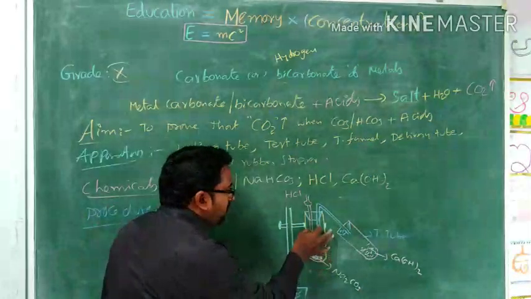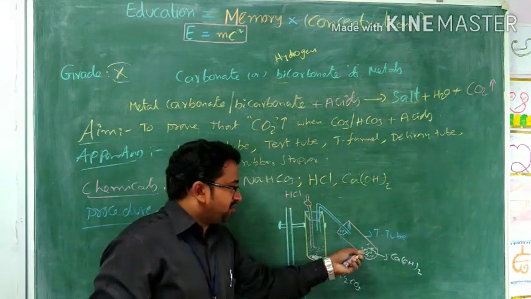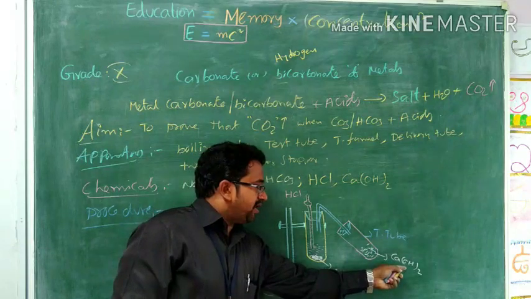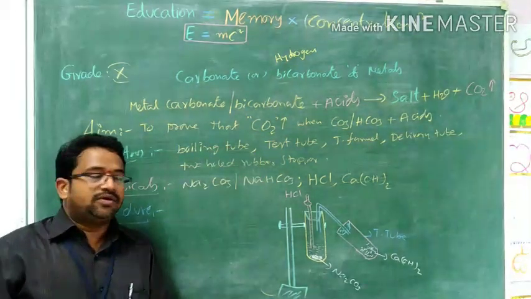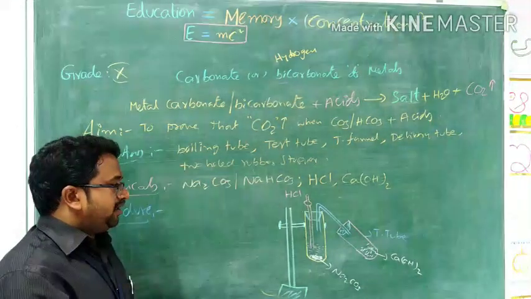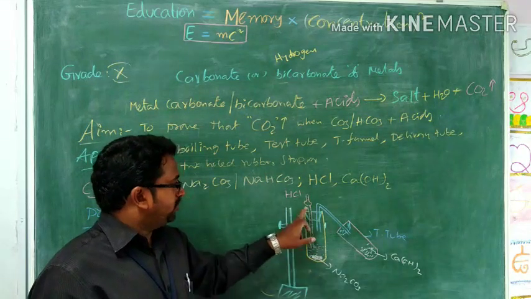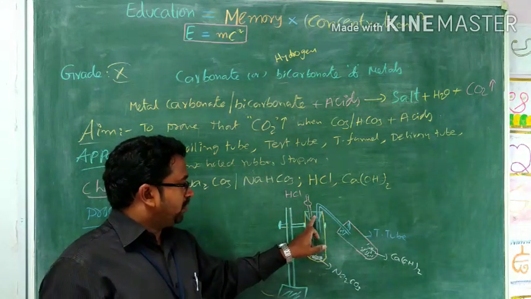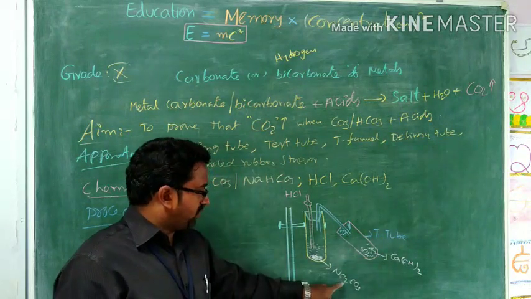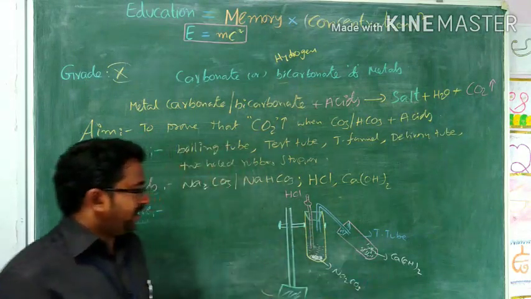So then it must come through the delivery tube, and it will enter the test tube which has calcium hydroxide. Okay, so this is about the procedure. Clear? Let us see the procedure once again: retort stand, holder, boiling tube, thistle funnel, delivery tube, 2-hole rubber stopper, the other end in the test tube, and the chemicals are sodium carbonate, hydrochloric acid, and calcium hydroxide.